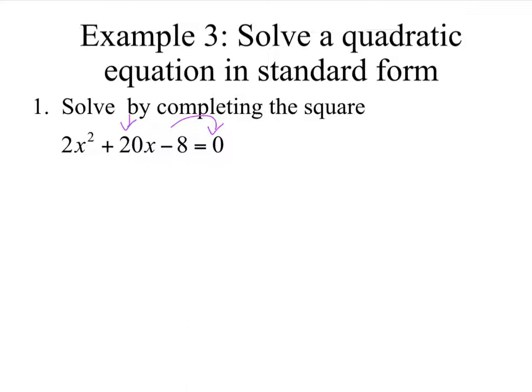So first thing I'm going to do is move the negative 8 over by adding positive 8. So 2x squared plus 20x will equal positive 8. I'm going to take b, I'm going to divide it by 2, I get 10. I'm going to square 10, which is 100. I'm going to add 100 to each side of the equation.